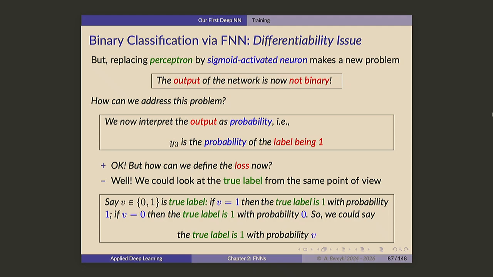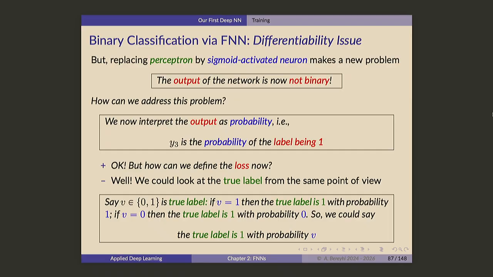So you see the label is 1. What does it mean? It means that the true label is 1 with the chance 1, with probability 1, right? And it's going to be 0 with probability 0, right? Now, what if you see the label Y equal to 0? So if I show you the label is 0, what is the chance of that label being 1?